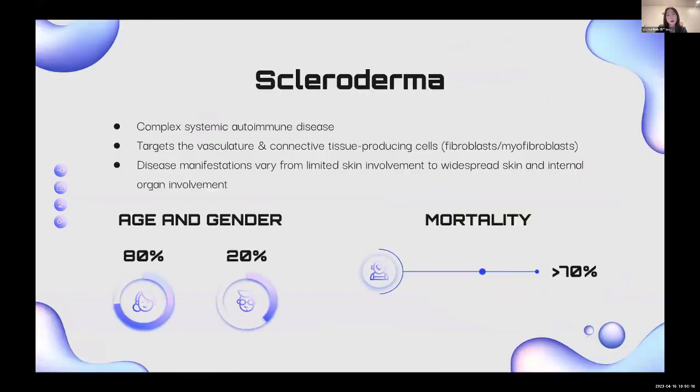Next, I'll be going over scleroderma and TRPC6 effect on the tissue disease. So scleroderma is a complex systemic autoimmune disease that targets the vasculature and connective tissue producing cells, like fibroblasts and myofibroblasts. Disease manifestations vary from limited skin involvement to widespread skin and internal organ involvement. And women are affected about 4 times more than men. Unfortunately, it has a high mortality rate with a 10-year survival of less than 70%.